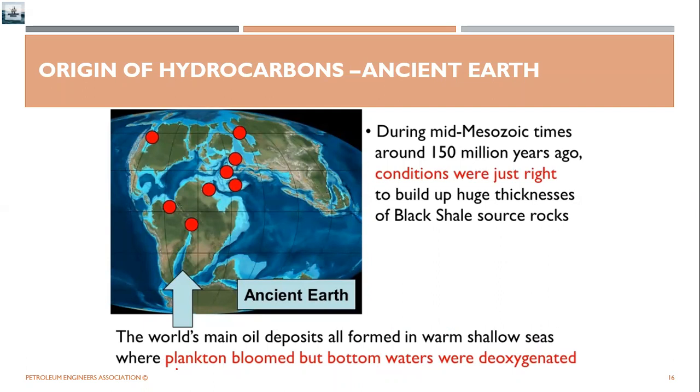That means where mostly the planktons bloom. But in the bottom waters, where the planktons had bloomed, the oxygen content was a bit less. That is what we are seeking. That is why we have only certain dedicated regions in this world. Globally, only a few countries are blessed with the deposits of oil and gas.